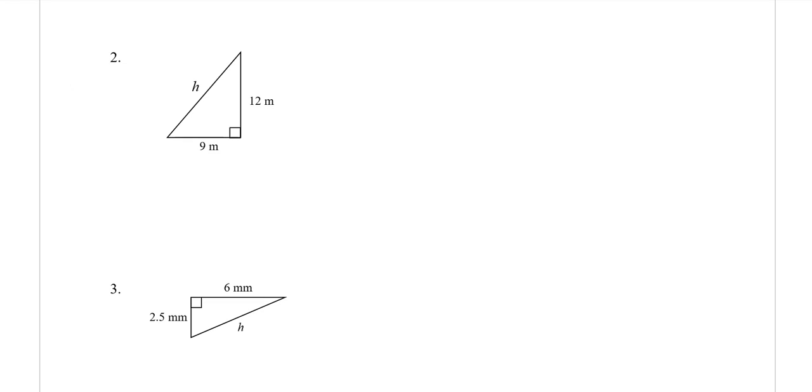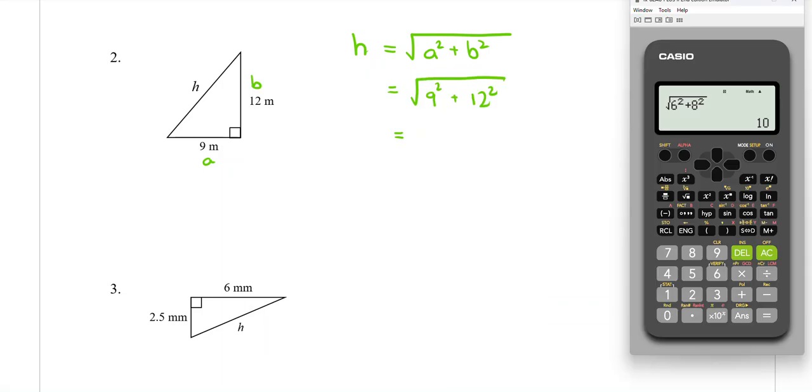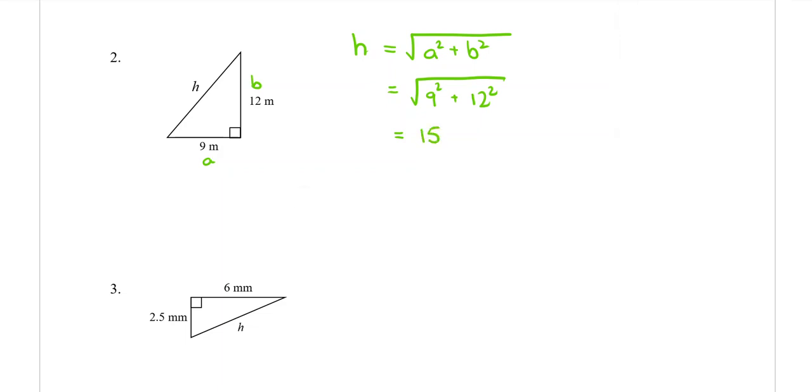Next question, question 2, we are trying to find the hypotenuse. So our 3 lines of working are, first step, the formula, H equals the square root of A squared plus B squared. Then, second step, we're going to sub in the A and the B from the ones next to the right angle. So square root of 9 squared plus 12 squared. Third line, we type it in the calculator, which is 15. And this time it's in meters because we had meters on our diagram.